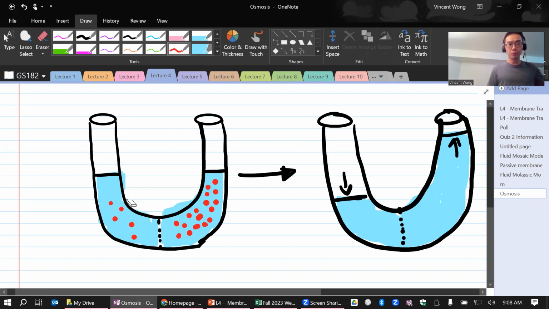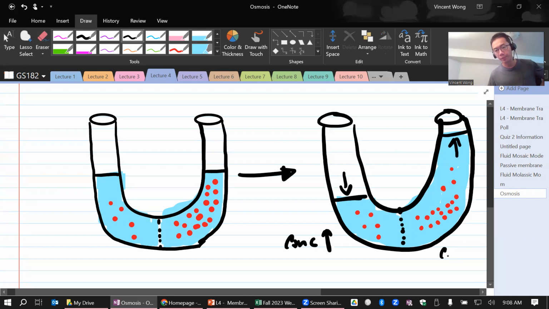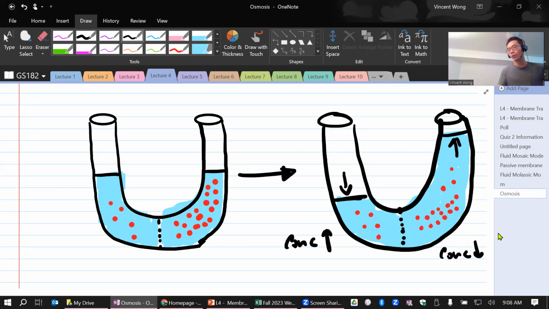And what does that achieve? Remember, the red dots do not change. So it's the exact same as before. But now, because the water shifts over, the concentration increases on the left, and over here, the concentration decreases on the right. And as long as the concentration is different, the water will be drawn to the other side.